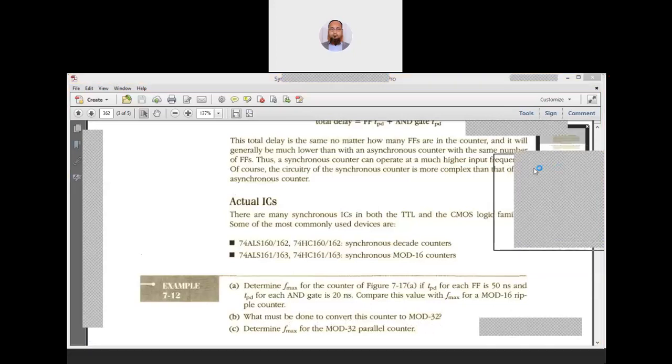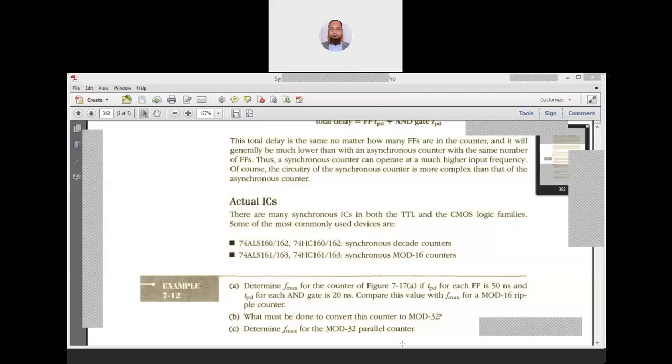One flip flop is needed with an AND gate. As I told you, without the AND gate it will not work. So we need a flip flop with an AND gate, and the AND operation will be among all the previous inputs. Determine F max for the mod 32 parallel counter. So what will be the F max for the mod 32 parallel counter?